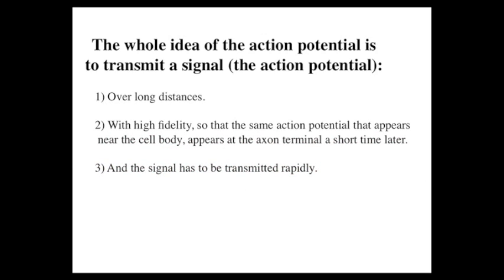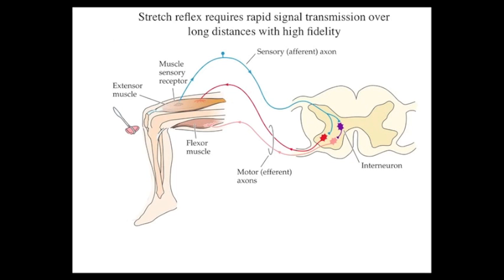So to illustrate these features, I want to turn to the stretch reflex, the knee-jerk reflex. And remember the point of the knee-jerk reflex. You tap the kneecap, it stretches the muscle. The stretch then generates an action potential in the sensory axon that goes all the way to the spinal cord. It then goes to a motor neuron, which goes back to the muscle, contracting the muscle, causing the leg to lift. Here's how it works.